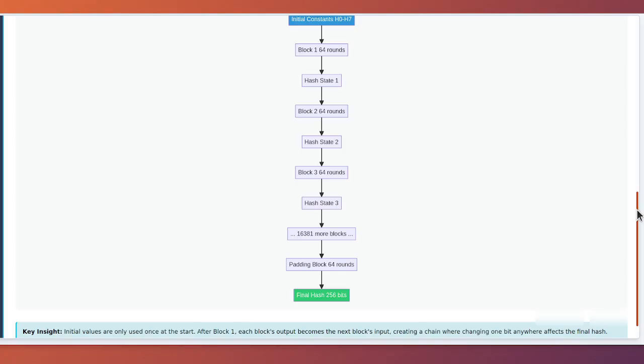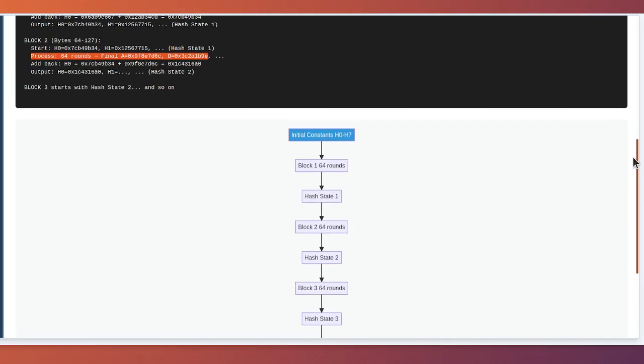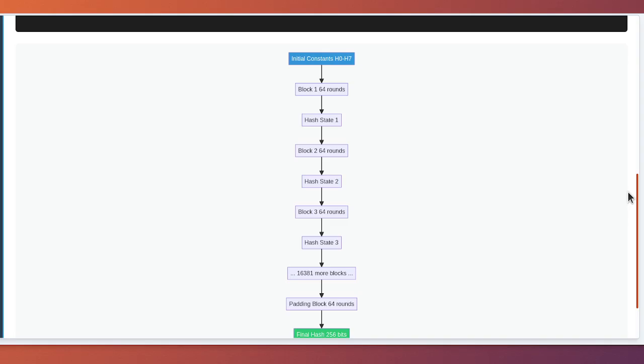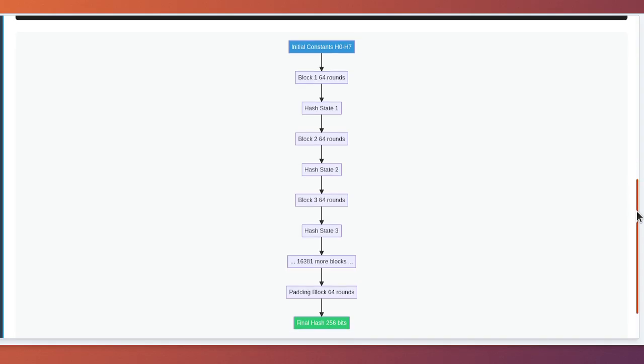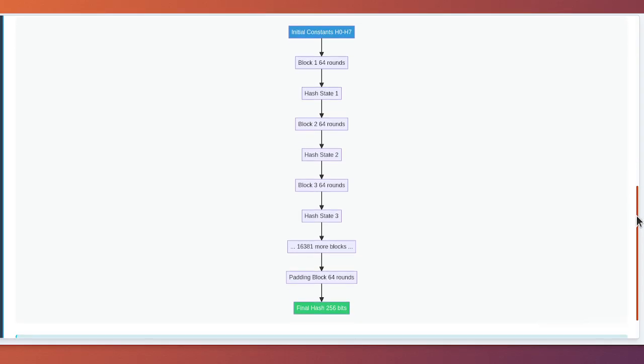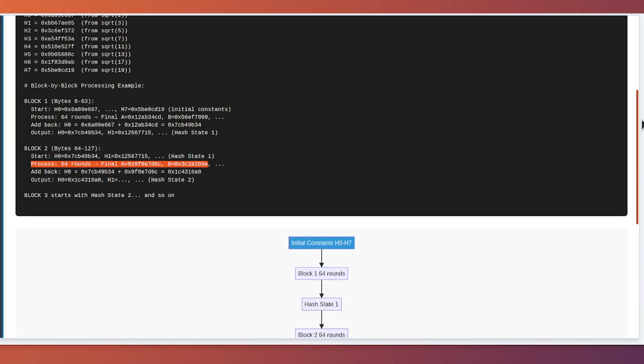This becomes H0_2. The new H1 equals H1_1 plus final B, giving us H1_2. This gives us H0_2 through H7_2, the hash state after block 2. We have now incorporated the first 128 bytes of the file into our evolving hash state.